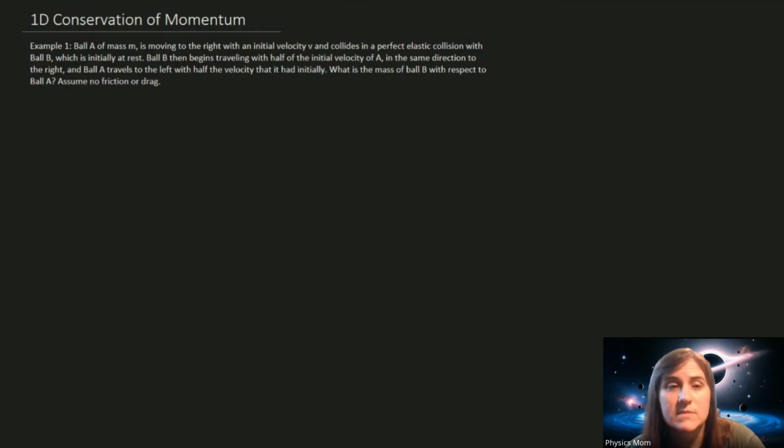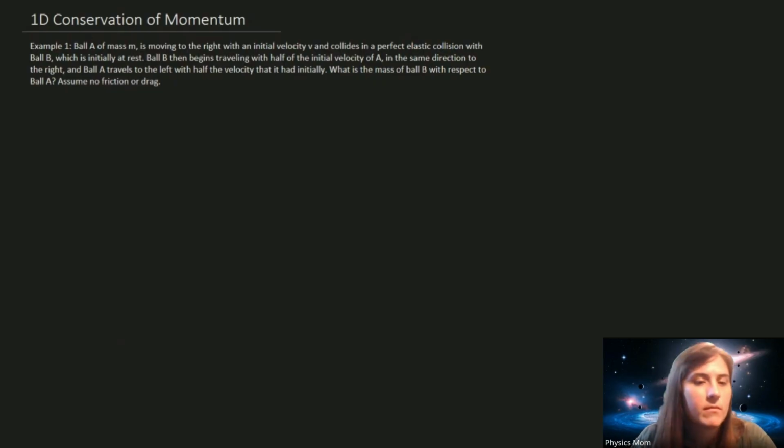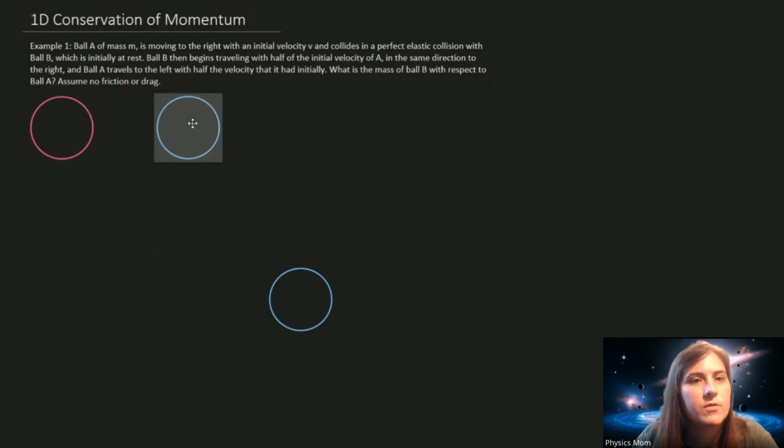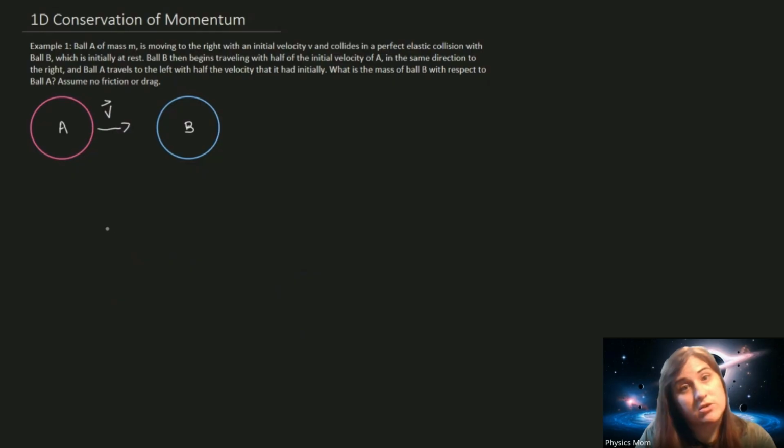First things first, let's draw out what is going on in the system to better see how these are traveling. Because I'm terrible at drawing circles, I'm just going to copy paste a circle right here. The pink is going to be ball A. We'll have the blue be ball B. This is ball A, this is ball B. Ball A is traveling to the right with a velocity v, which is a vector, and ball B is stationary.